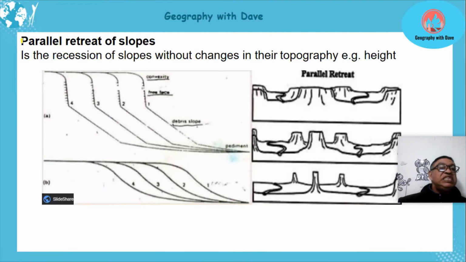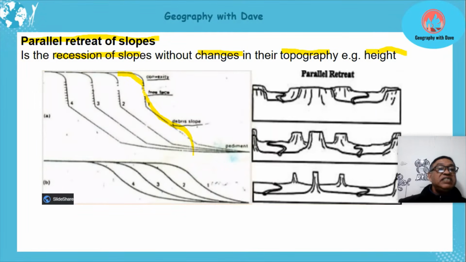Parallel retreat of slopes. All right, again is the recession of slopes without change to the topography. Example, height. That's why it says parallel. Can you see it? The same shape.